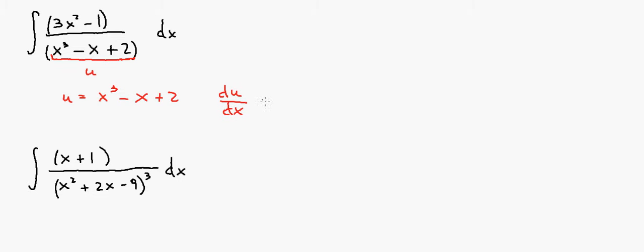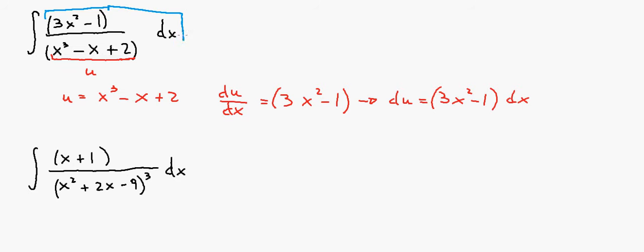Okay, so what we do is we select what our u is, and remember that's always going to be the inside function, or the one whose derivative is present. So this is going to be u. So say we write here u equals x cubed minus x plus 2. When we differentiate it, we get du dx, and as we said, that's going to be 3x squared minus 1.